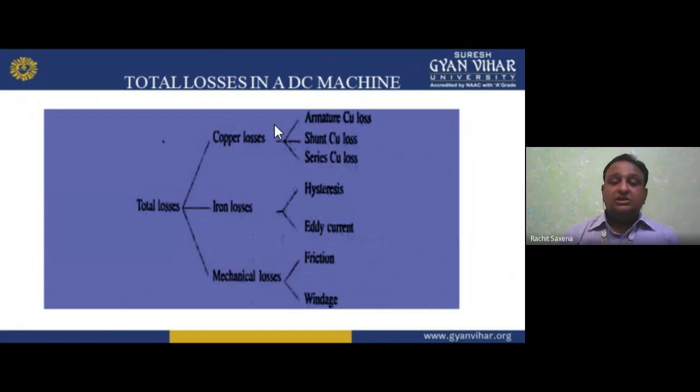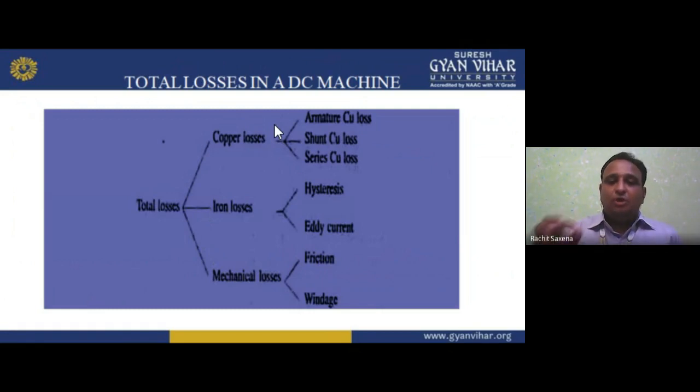Third is the mechanical loss. This is due to the rotation, due to the force applied and the torque that takes place. So torque, revolutions per minute, rotations per second, and rotating torque all come in the category of mechanical losses.